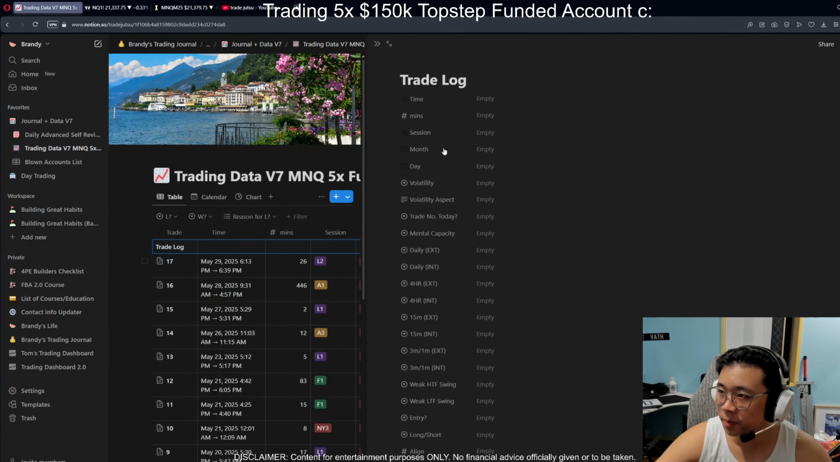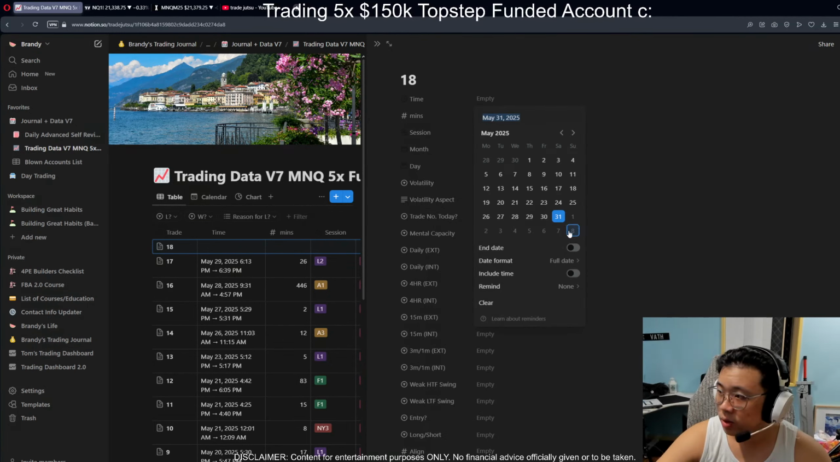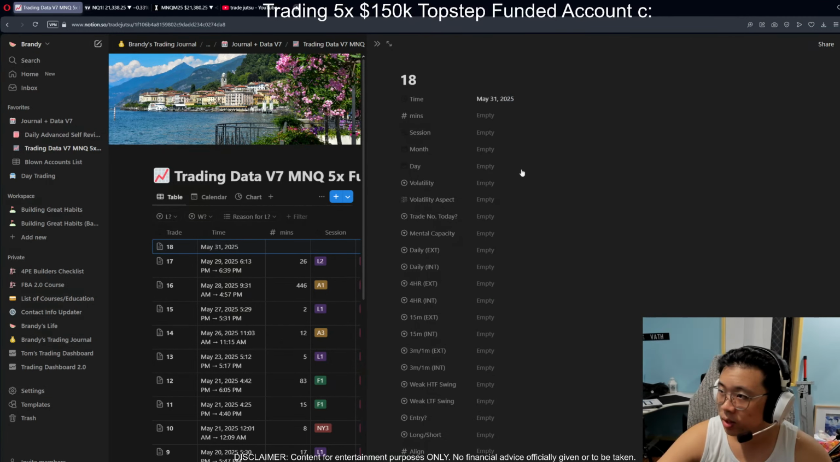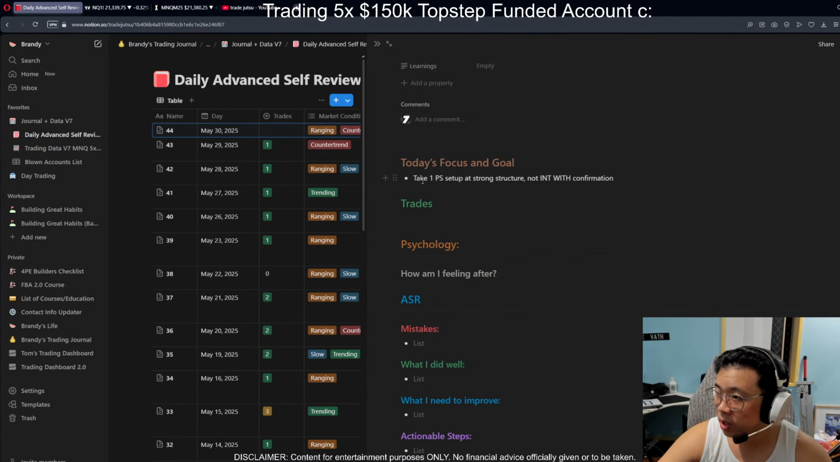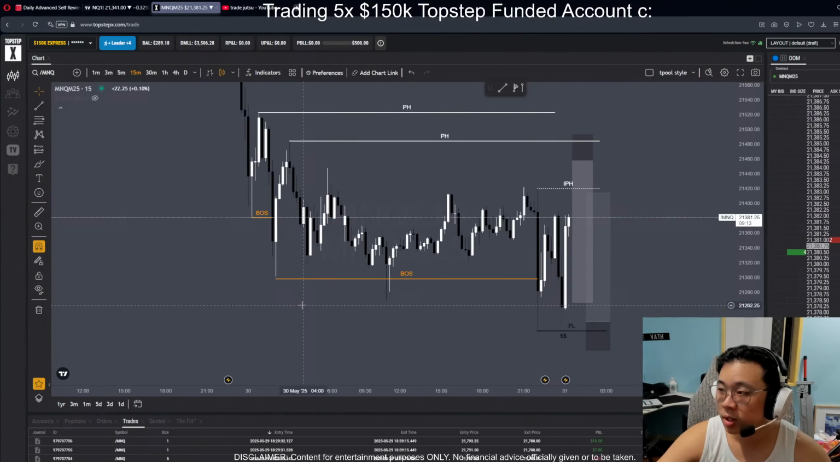So that's where we are. What is Saturday today? Yeah, Sunday. We shall see if there is a trade. Now, what is the goal? What is the focus for today? The 30th. Take one protected setup. Protected structure setup, a strong structure, not internal with confirmation. Okay, there we go, not internal. So that is the goal for today, chat.